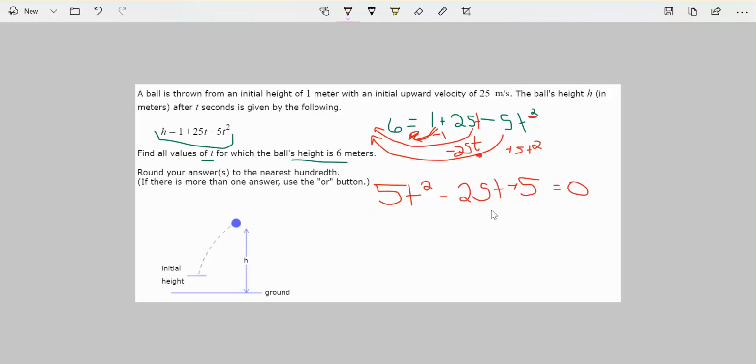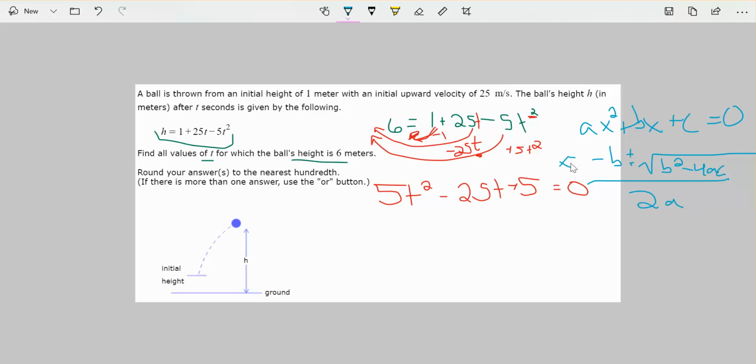So now I have this quadratic, and I need to figure out how to solve a quadratic. Well, one of the easiest ways to do that is using the quadratic formula. So the quadratic formula is, if I have ax squared plus bx plus c equal to 0, then I can use negative b plus or minus the square root of b squared minus 4ac, all of that over 2a. So that is how I can find out what x equals.